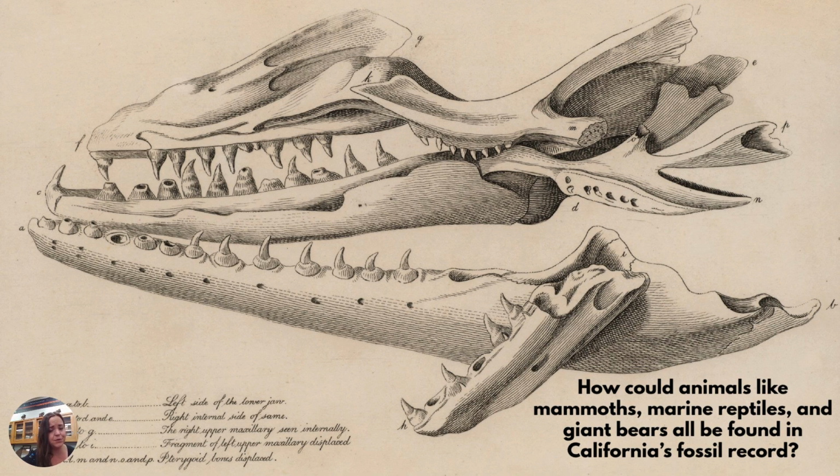All right, so as we go through this, I want you to think about how animals like mammoths, marine reptiles, and giant bears could all be found in California's fossil record. Remember that California is vast, and we have a lot of examples of different things in your textbook.